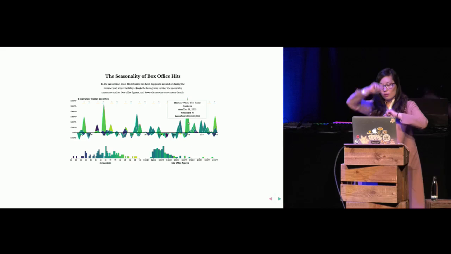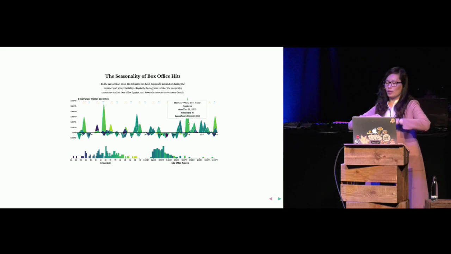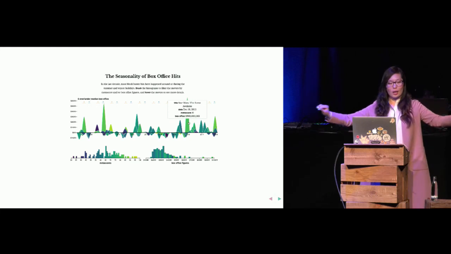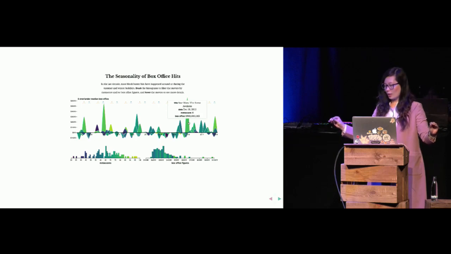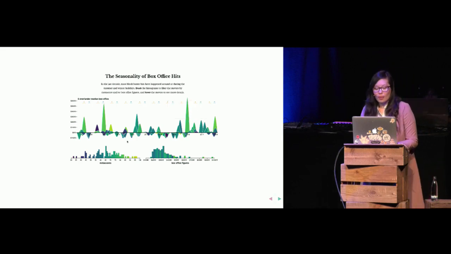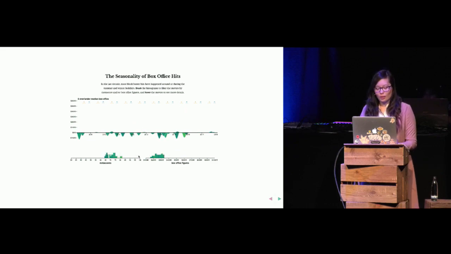But each of these curves represent a movie. And each movie rises up above this line if the box office figure is above the median box office figure, and droops down if it's below. And I also have this interaction where I can brush to filter each of those movies by the range of Metascore, as well as brush the box office figure. So you can do some really fun things with this.